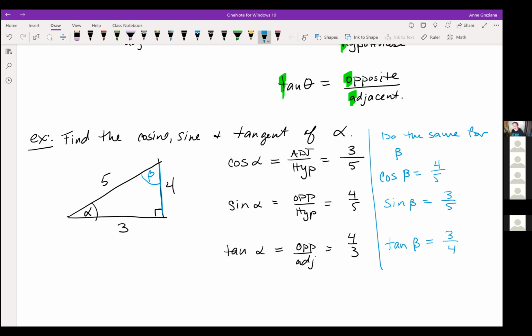So depending on what angle of the triangle you're talking about, opposite and adjacent can switch. Does that make sense? Are there any questions about that? It's all about the orientation of your angle as to who is opposite and adjacent, right?